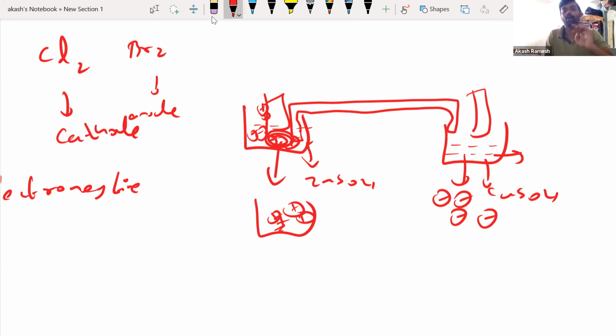Okay, fine. So why did I say all this? Because we are looking into the salt bridge. What is the use of salt bridge here? Now guys, you see the solution is becoming more and more positive. Okay, the solution is becoming more and more positive.